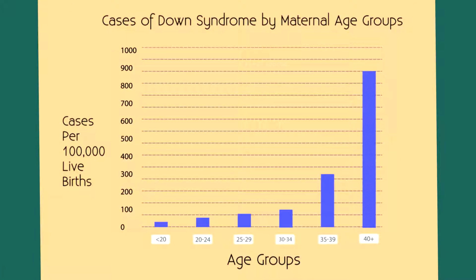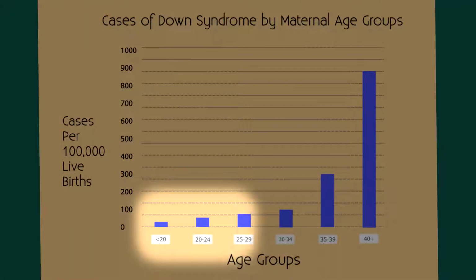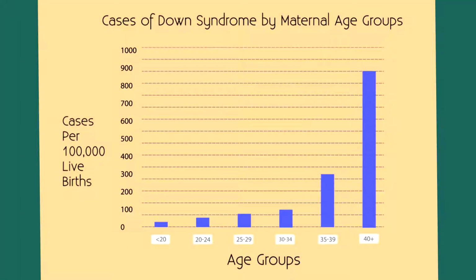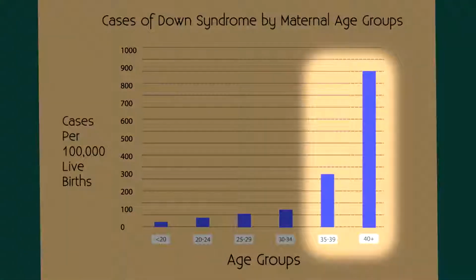Another statistically significant relationship is the association between maternal age at a child's birth and the likelihood that the child will have Down syndrome. You can see here that babies of younger women, up to about the age of 29 or 30 to 34, have really low rates of Down syndrome. Among mothers aged 35 to 39 and older, you see the rates are clearly higher.